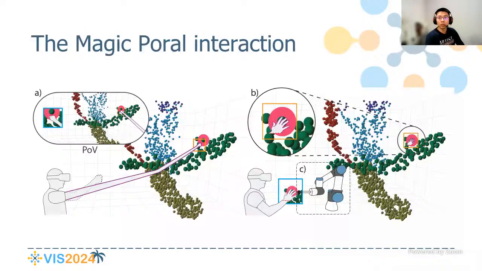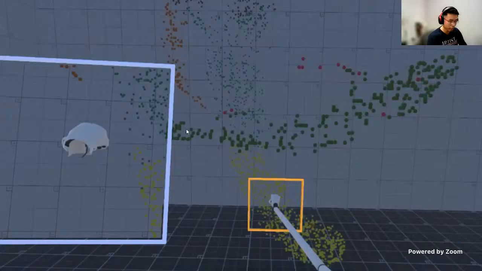Therefore, we propose a novel combination of extendable hand interaction and the through-portal interaction. We'll call it Magic Portal. Our approach provides intuitive portal placement and allows precise interaction with distant objects over a large 3D space. Here is a quick demo.